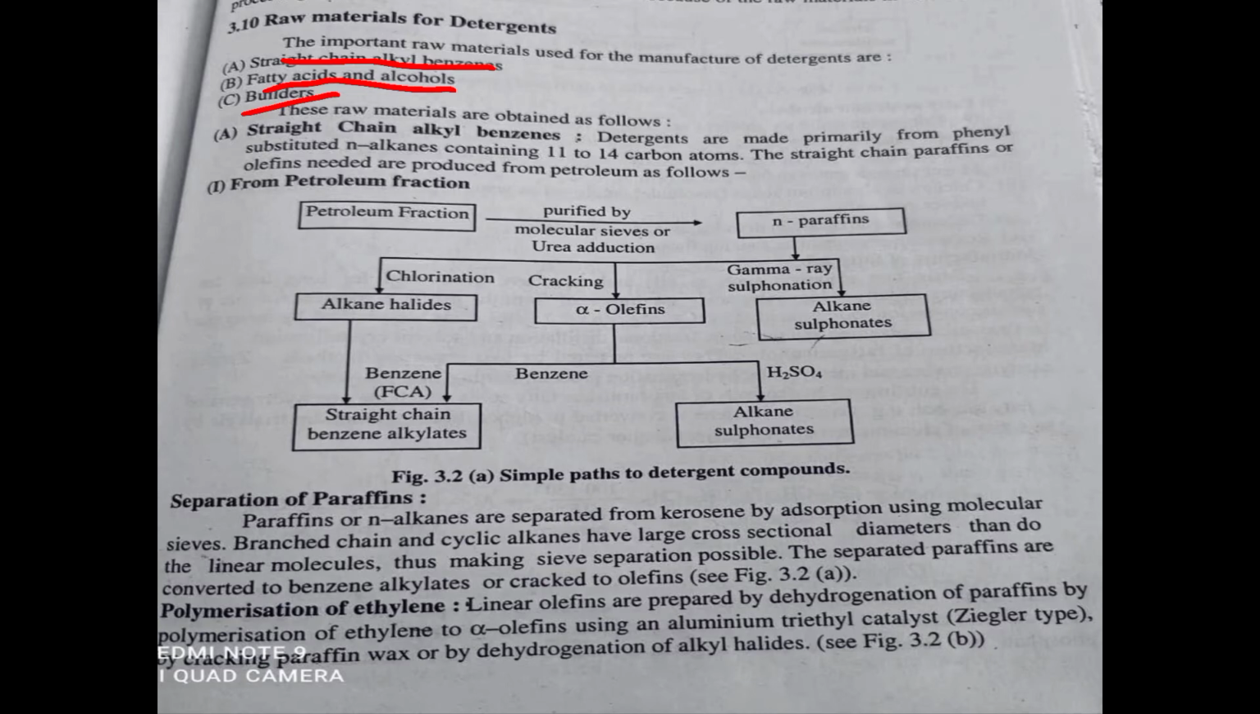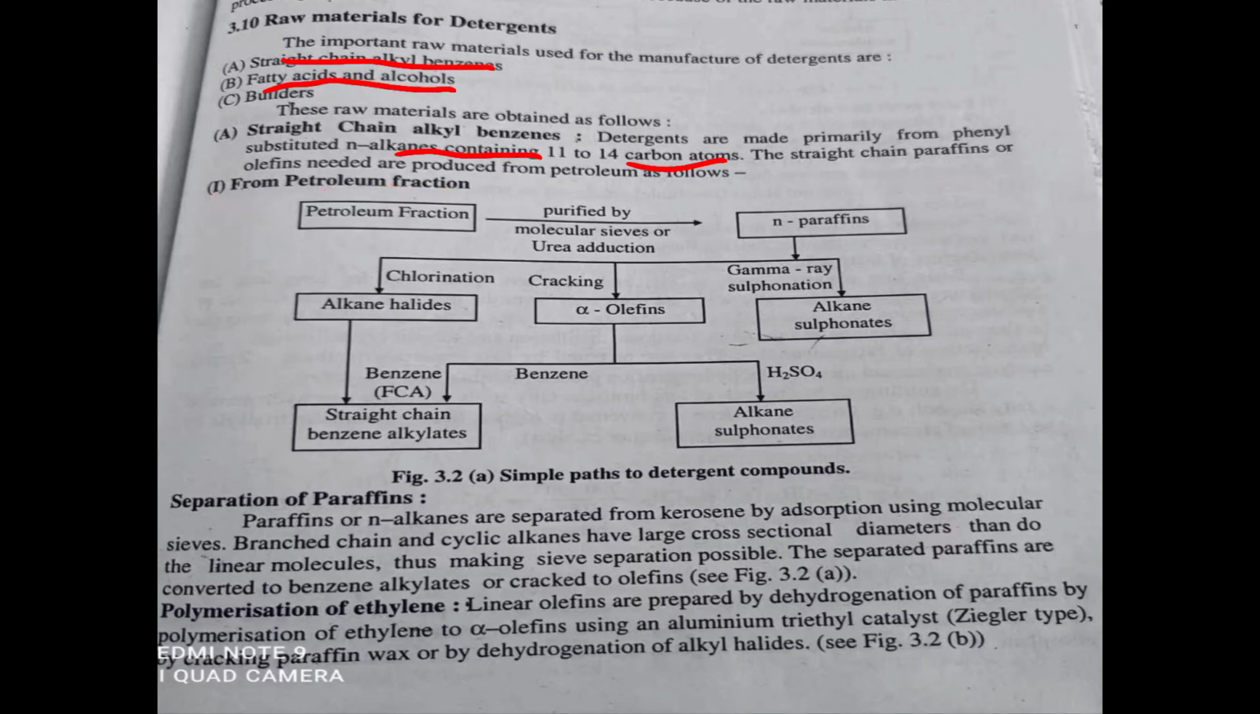First we discuss the raw material straight chain alkyl benzene. Detergents are made primarily from phenyl substituted N-alkyl containing 11 to 14 carbon atoms. The straight chain paraffin or olefin needed is produced from petroleum as follows. So we consider the N-alkyl containing 11 to 14 carbon atoms, that is a straight chain paraffin or olefin from petroleum. This is the simple part of detergent compounds.